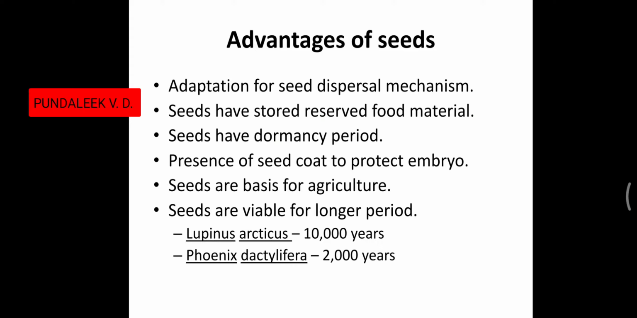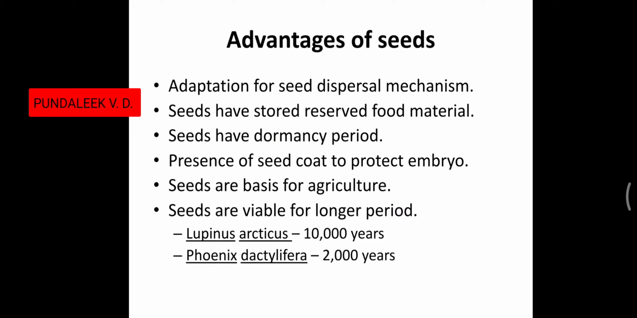And the last one: seed viability. The seeds have longer viability too. Seed viability is the ability of a seed to remain alive for a certain period. Different kinds of plants have different seed viability. Some plants may be viable for only 1 month, some for 6 months, some for a year, and some for thousands of years.